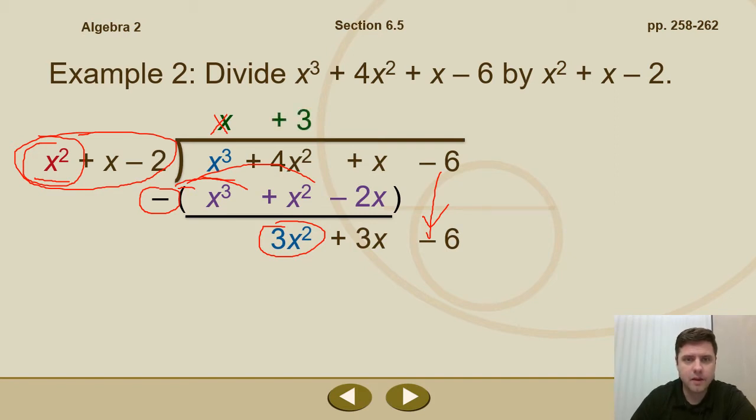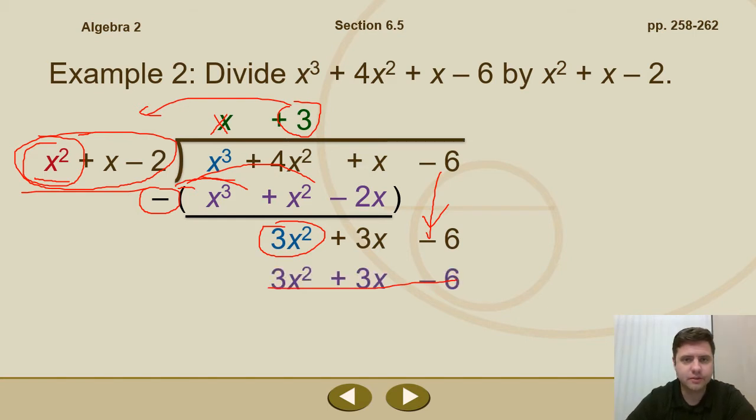And now we're going to multiply this 3 times each and every one of these parts in this guy, and then write those all below here. So that becomes 3x squared plus 3x minus 6. And remember, we now subtract that whole quantity from what's above it. And when we do, notice that 3x squared cancels, the 3x minus 3x cancels, negative 6 plus 6 then cancels, and we get 0.